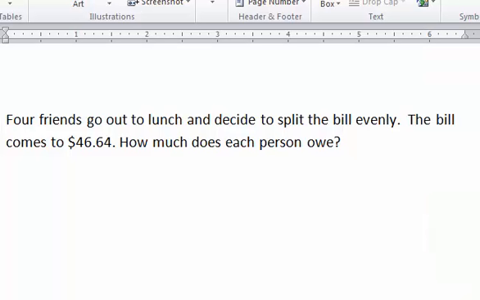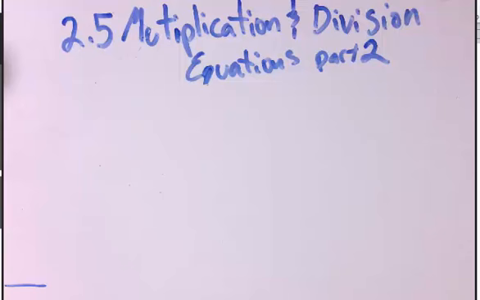Alright, so our next example is 4 friends go out to lunch and decide to split the bill evenly. The bill comes to $46.64. How much does each person owe? Remember, we want to set this up into an equation first. So a lot of times you're like, okay, you can either take the 46.64 and divide it right away by 4, or you can cut it in half and then half again. But remember, we want our equations.